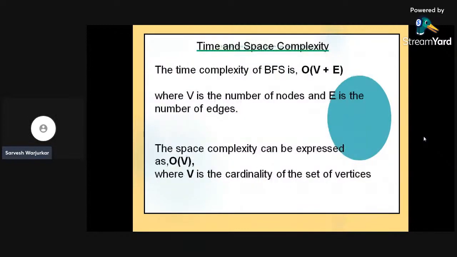Time and space complexity for BFS is order of vertices plus edges, where V is the number of nodes and E is the number of edges, and the space complexity can be expressed as order of V, where V is the cardinality of the set of vertices.